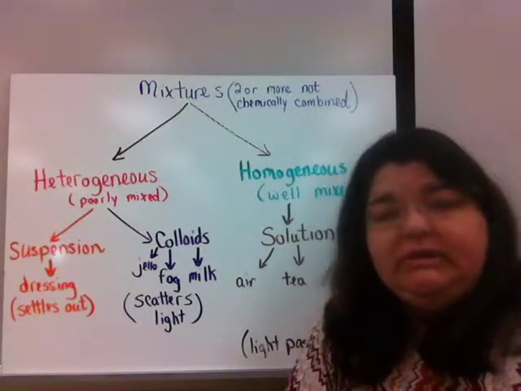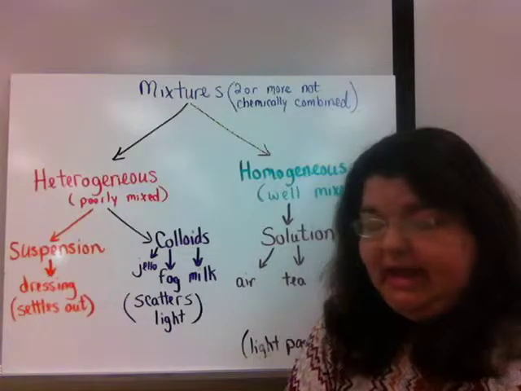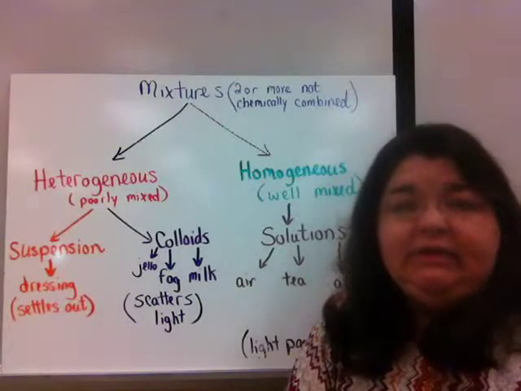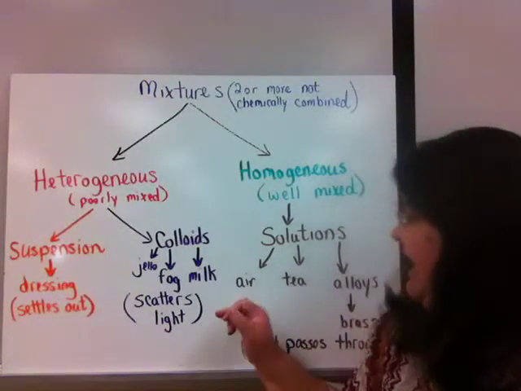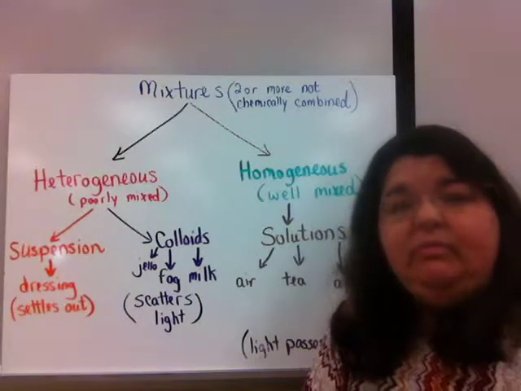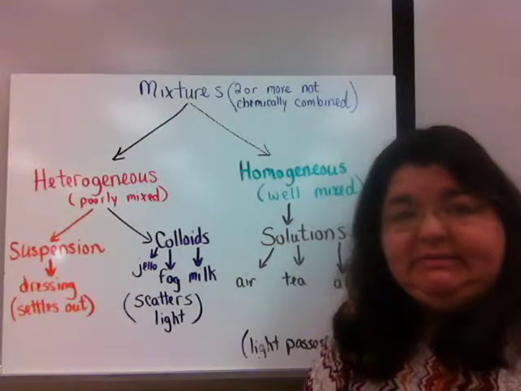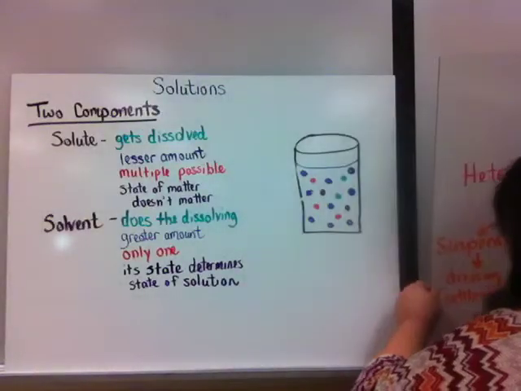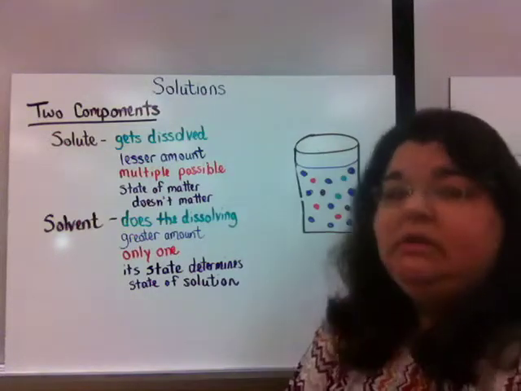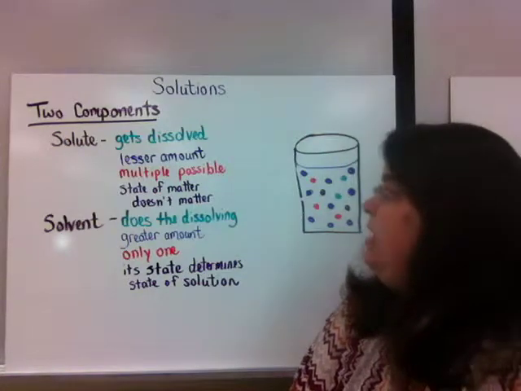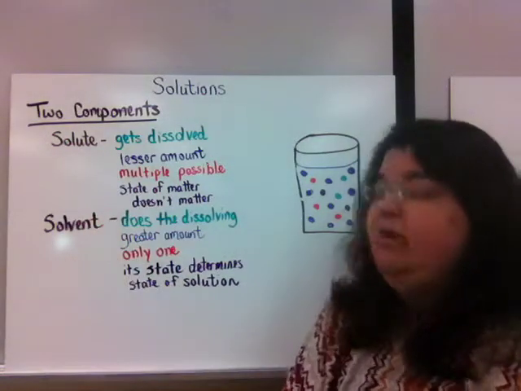Now, it's important for us to remember that a solution can be a gas, a solid, or a liquid because air is a gas in a gas solution. We have gas solutes in our air that are dissolved into another gas. So let's talk about those components of a solution. We have two different parts, the solute and the solvent.